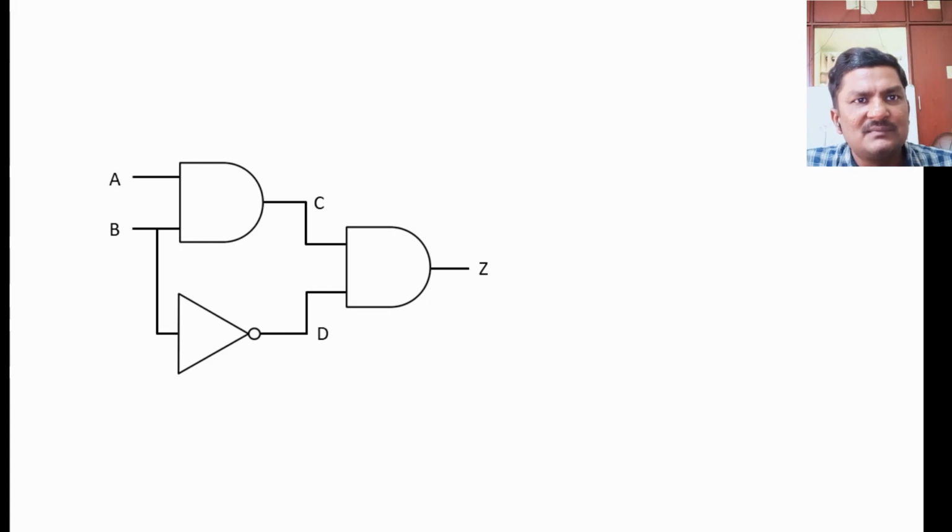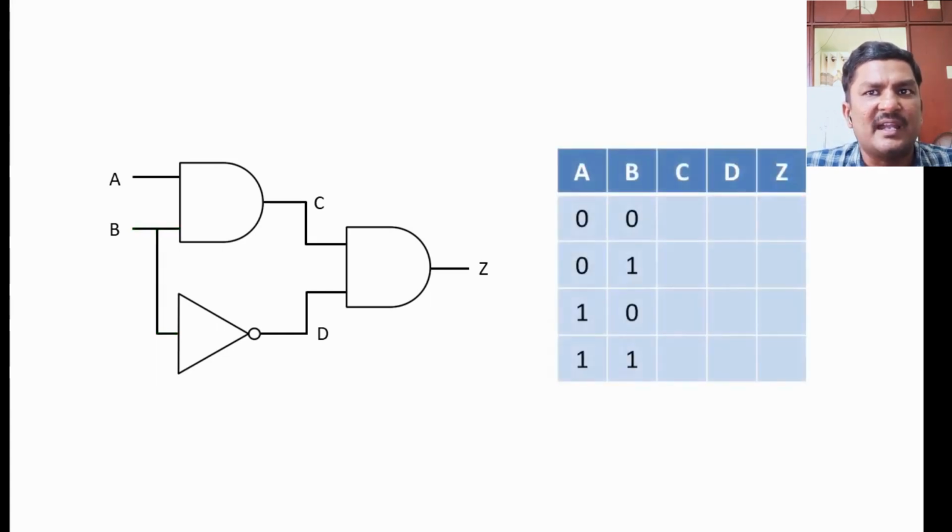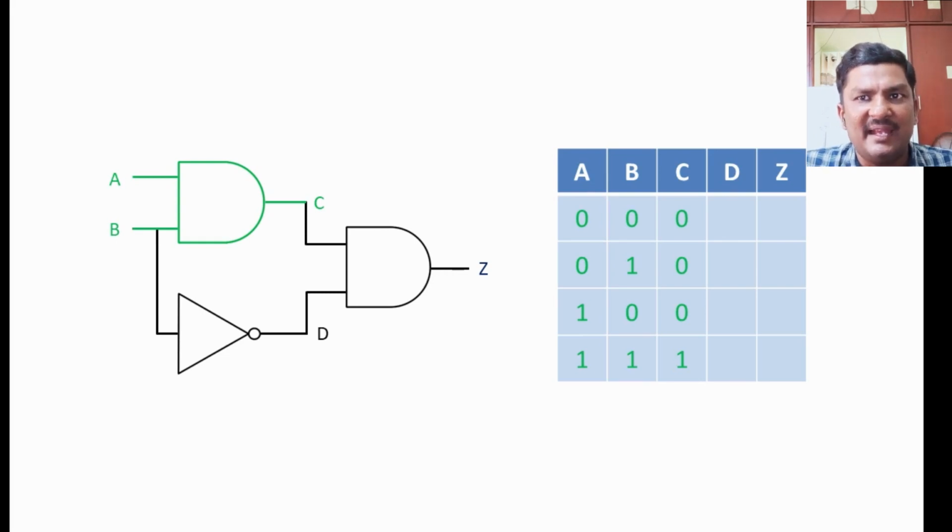Next example, AND gates and NOT gate joined as shown in the diagram. A and B are the inputs of first AND gate. C is the output of that. So C is expressed as A and B. So C can be written in the tabular form.